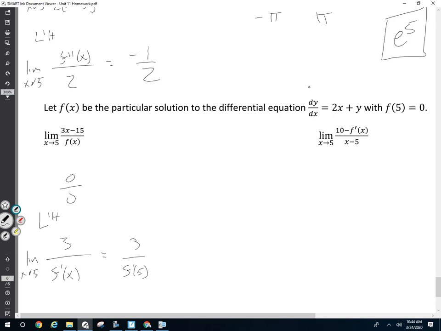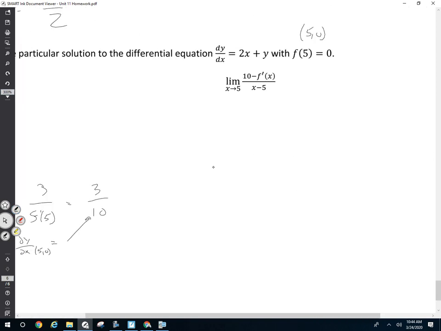Well, dy dx is considered like the derivative. Here's the derivative, 2x plus y. Well, here's the point x, y, 5, 0. So I would plug in 5 for x, 0 for y, I get 10. So f prime of 5 ends up being 10. So that's like f prime of 5 is the same as dy dx at 5, 0. And that's 10. So my answer is 3/10.